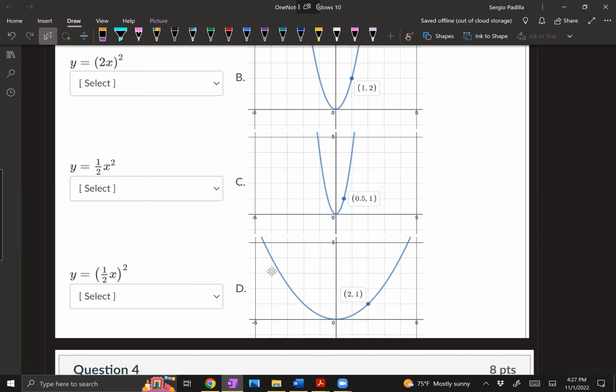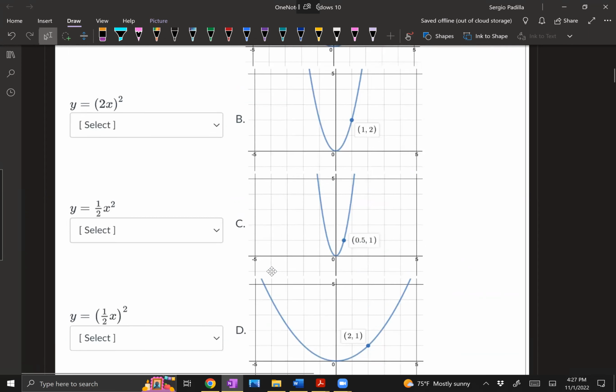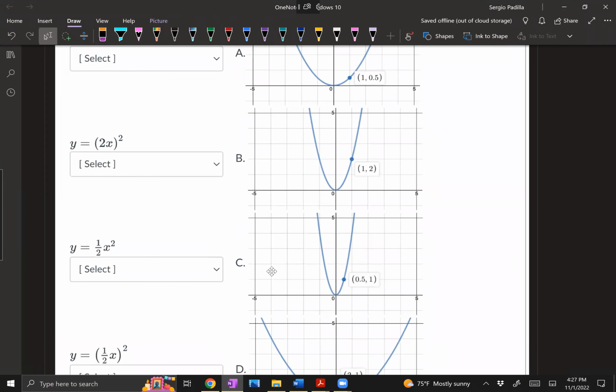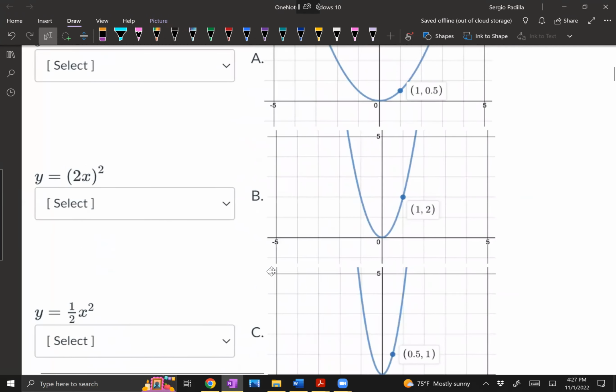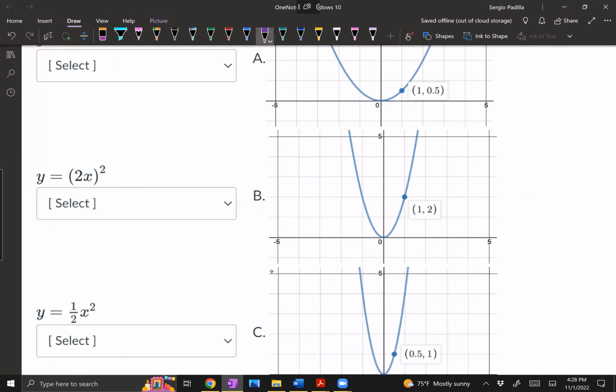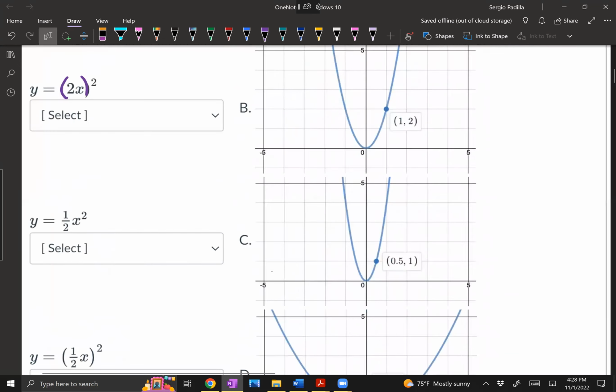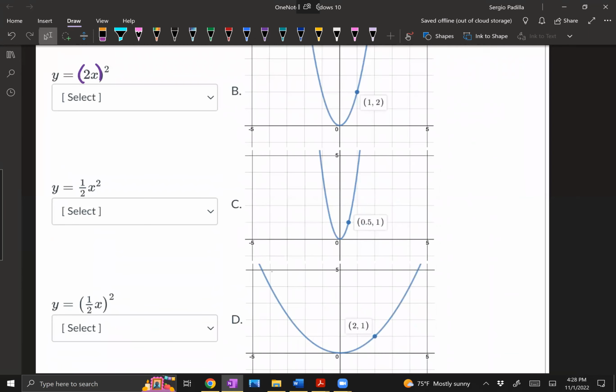So you have to be able to match them. So first thing I can tell you all is that what you're going to want to be looking for is whether that number is on the inside or on the outside of the parentheses. Hopefully you can tell that that's the big difference here.